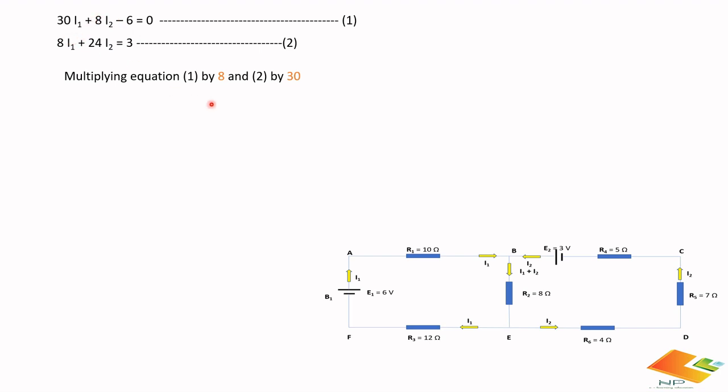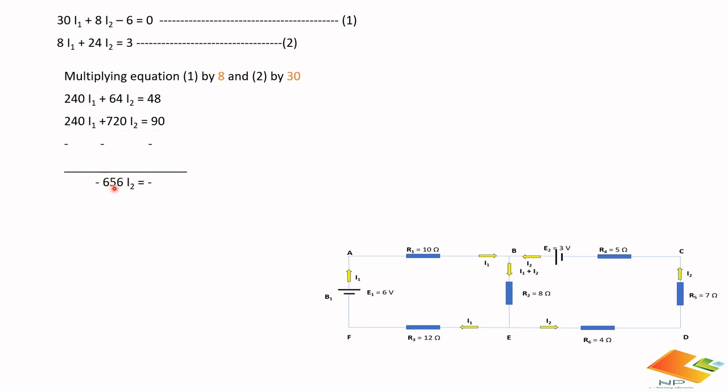So first of all we multiply the equation number 1 by 8. So 8 multiplied by 30 is 240 I1, 8 multiplied by 8 is 64 I2, is equal to 8 multiplied by 6 is 48. Now we are multiplying the equation number 2 by 30. So what is the equation? 240 I1 plus 720 I2 is equal to 90. Okay. Now we are subtracting these two equations. So the equation number 2 signs become negative, negative and negative. Okay.